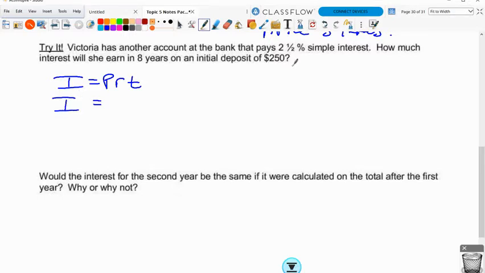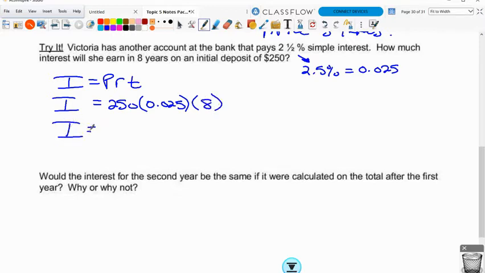Her initial deposit, her principal was $250. The interest rate is 2.5%. That's also 2 5/10%. Move the decimal point once, twice to the left, and you're going to get 25 thousandths as your rate in decimal form. T, the time in years, she's leaving it in the bank for 8 years. So in order to get the value of I, you're going to punch in your calculator, 250 times 25 thousandths times 8. And when you do that, you should get a value of 50.